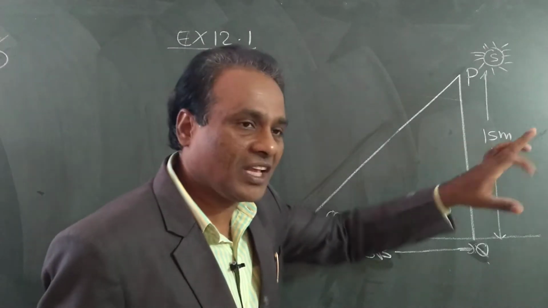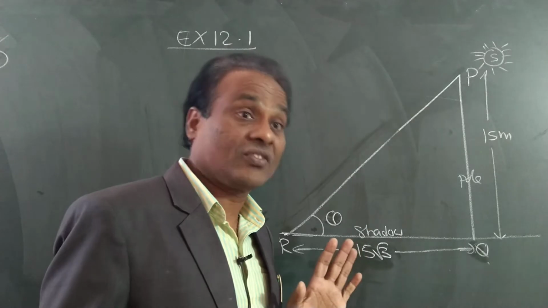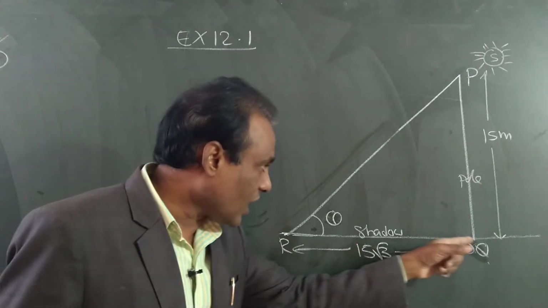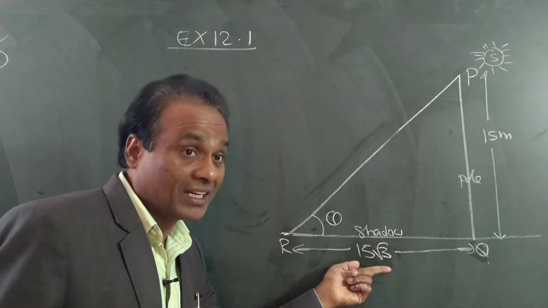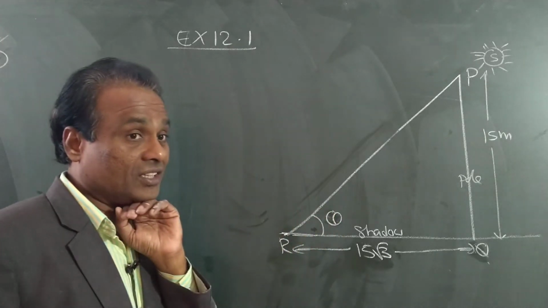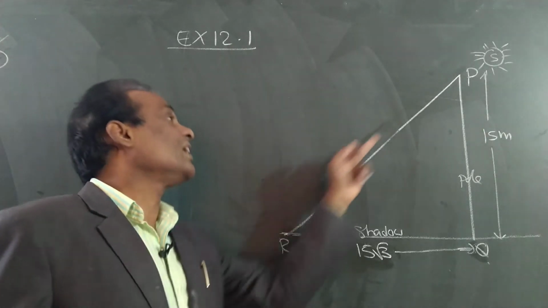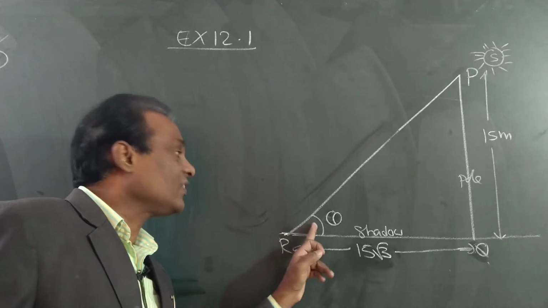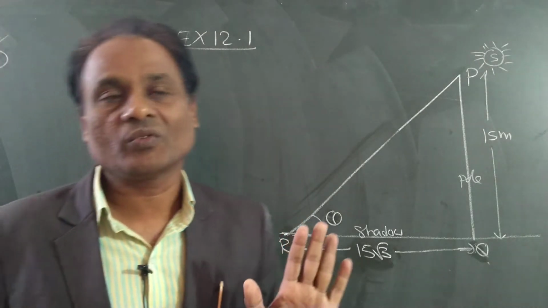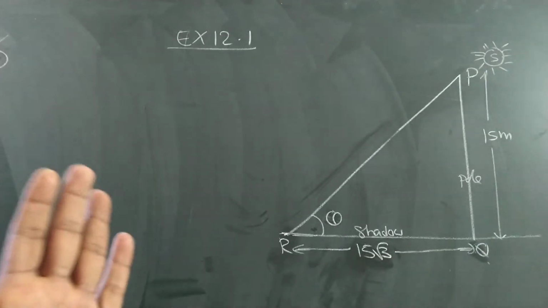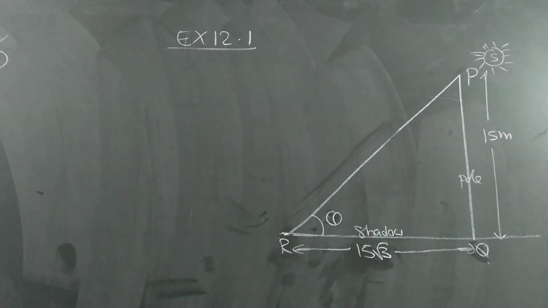Pole height is 15 meters. It is given in the question. You read once. Shadow length is 15 root 3 meters. It is given in the problem. What is the angle of elevation of the sun ray? What is this angle? That is asked. So first understand the question and the diagram. So all of you understood the diagram? You tell me.